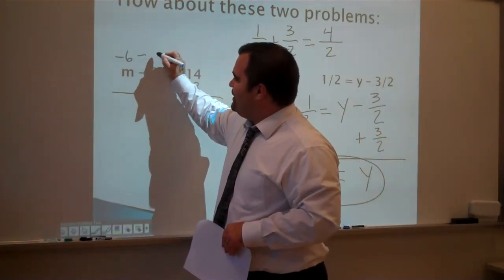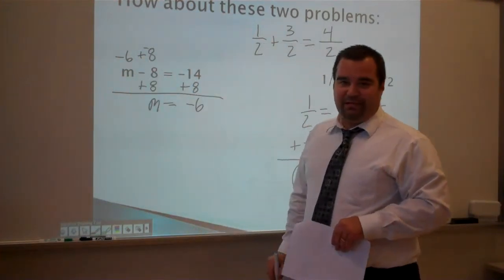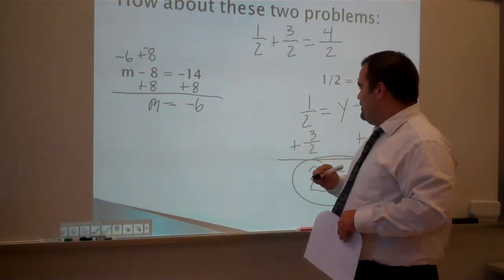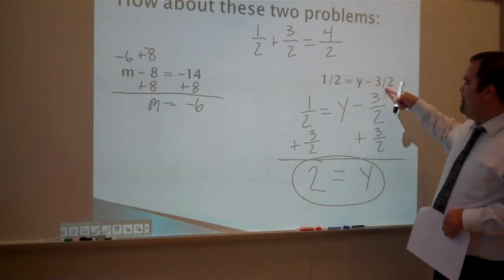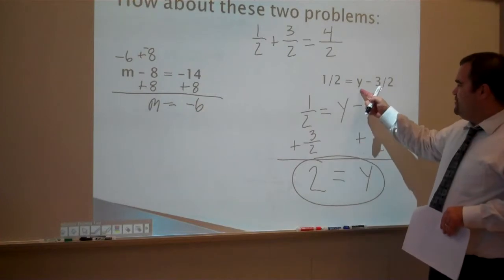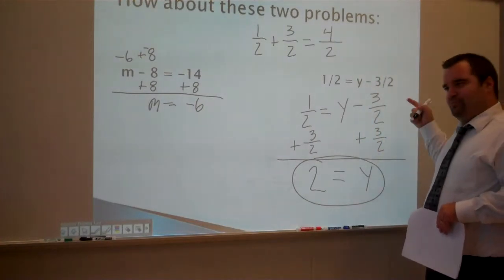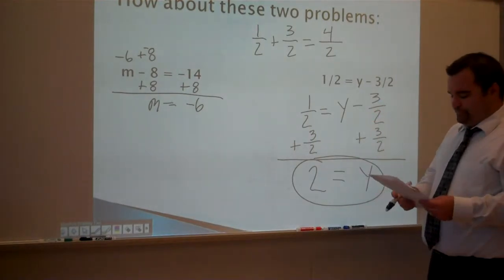If I plug these numbers back in, negative 6 minus negative 8. Negative 6 minus, negative 6 minus 8, same thing as plus a negative 8, gives me a negative 14. 2 minus 3 over 2 will leave me with 1/2. 2 minus 1/2 is just a half.